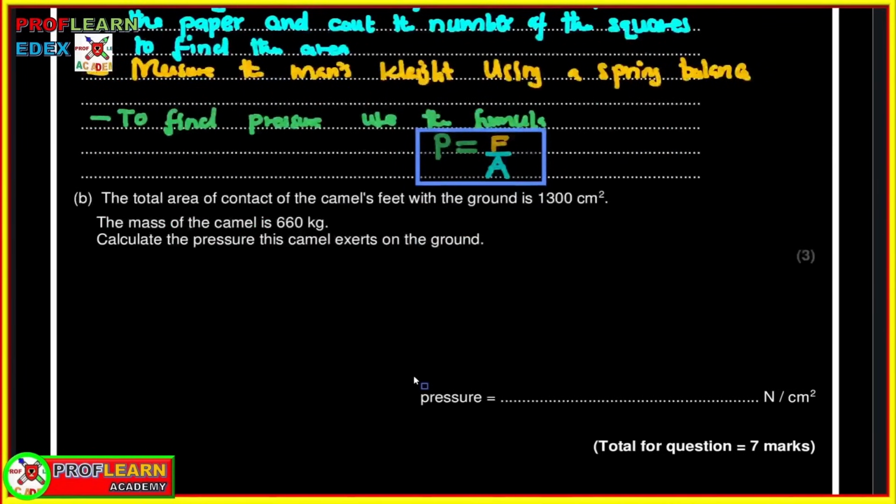Now, the total area of contact of the camel's feet with the ground is 1,300 centimeters squared, and the mass of the camel is 660 grams. Wow, that is serious. That is an international crisis. How can I say grams for a camel, surely?